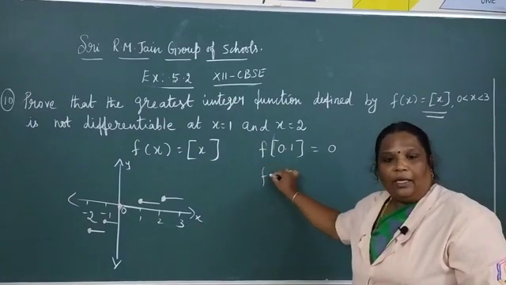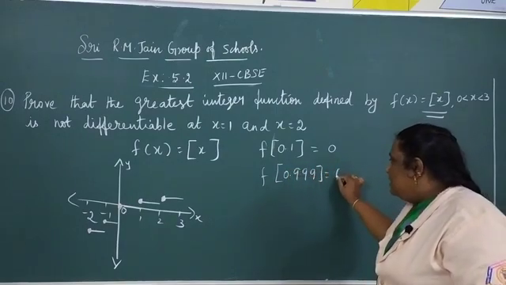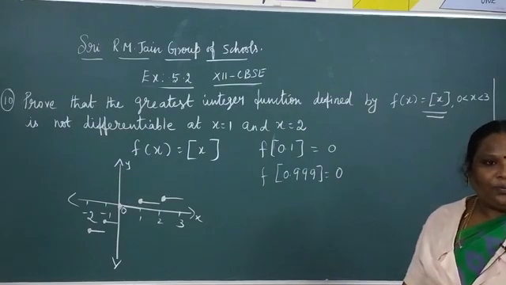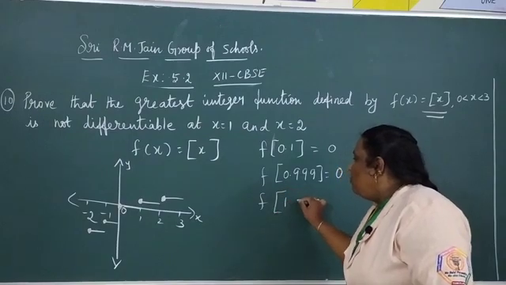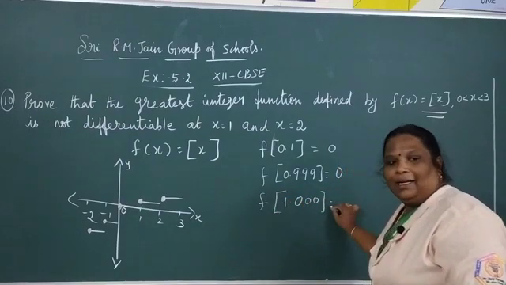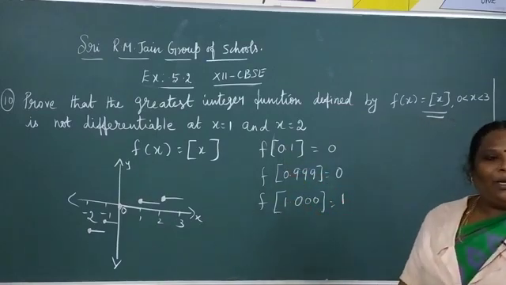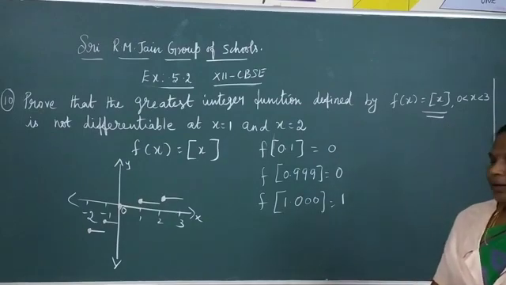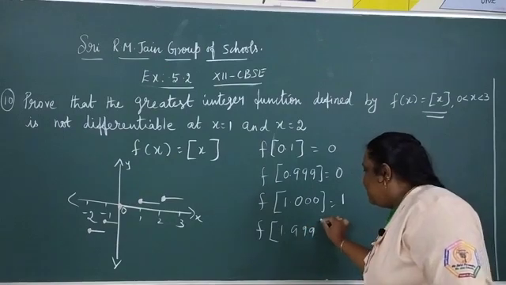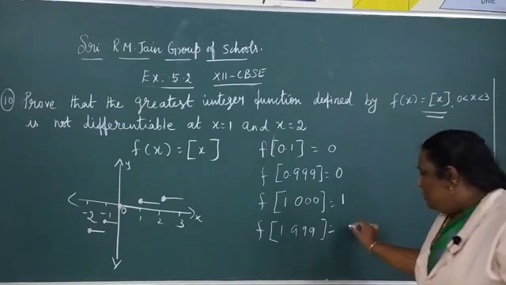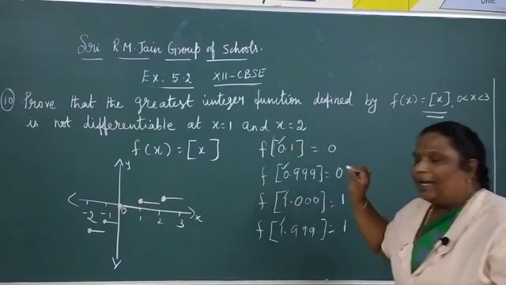Okay. See here, suppose f of 0.9999. The answer is 0. 0.999, the answer is 0. Suppose f of 1.000, what is the answer? 1. Before the decimal point you can take, that's all. f of 1.9999, what is the answer? 1. You see this decimal point, before the decimal alone you will see, that's all, it's enough.